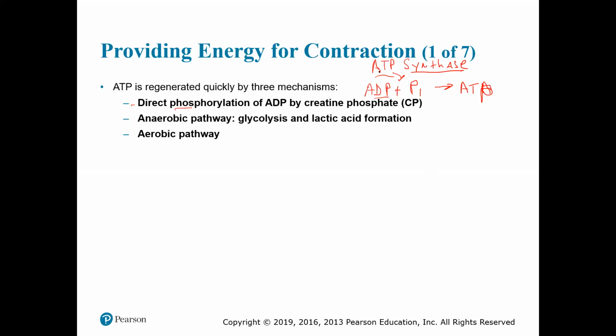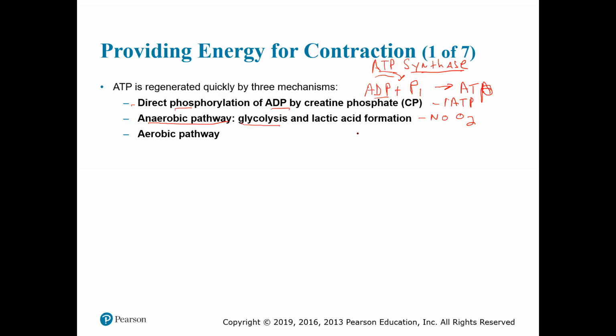So ATP synthase is used. So you could just directly phosphorylate. Now you're only going to make one ATP from that, and you'll see the different methods make more ATP as you go. Then you have anaerobic pathway, which is no oxygen, right? Anaerobic is no oxygen. So that's not going to make a lot. We'll see how much it nets. And that's about 2 ATP.